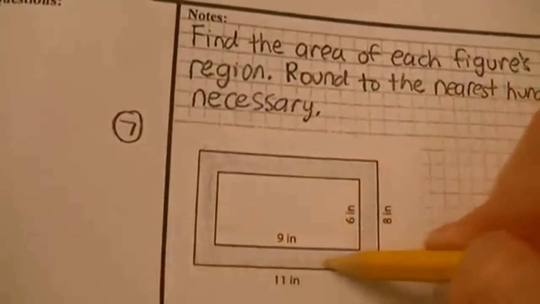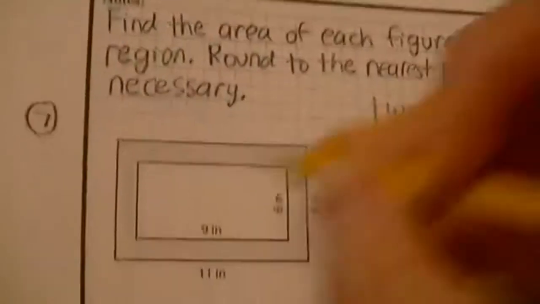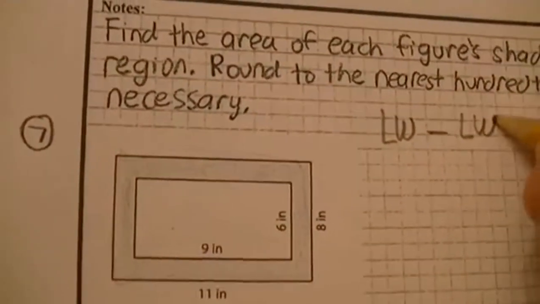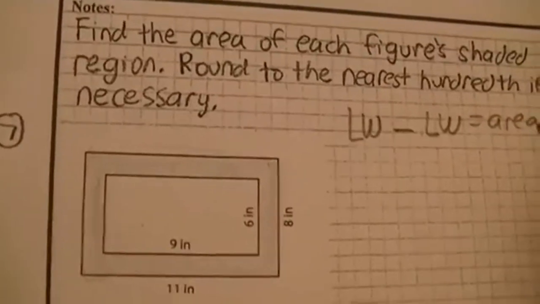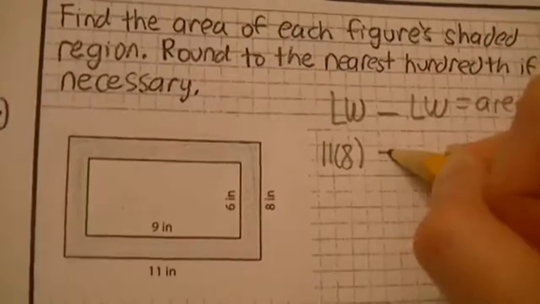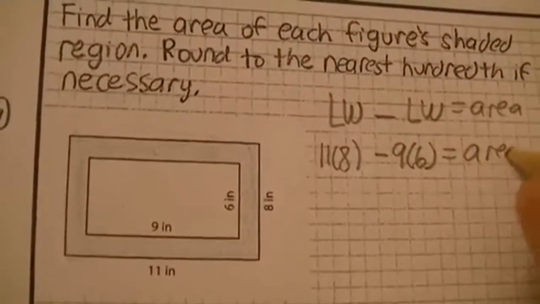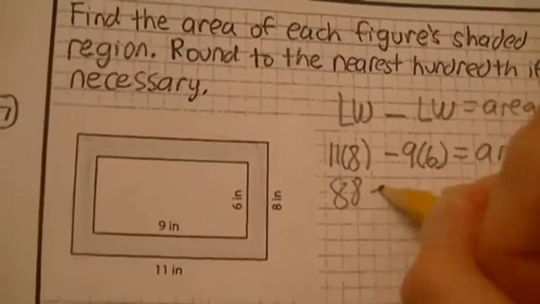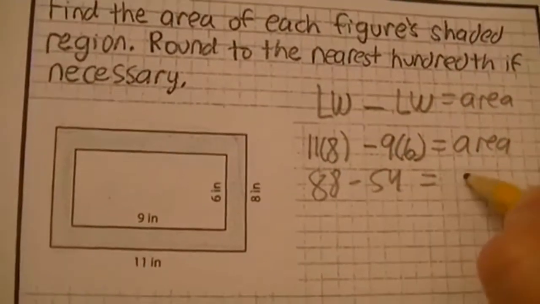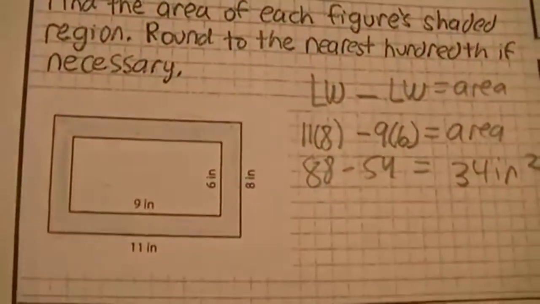So I'm going to take the area of this. How would I find the area of the big rectangle? I would just go length times width, and then I would subtract this one's length times width to get the area of the shaded region, okay? So the big one is 11 times 8 minus 9 times 6, and that would give me the area of that shaded region. So 88 minus 54, and that would give me 34 inches squared for the shaded region, okay?